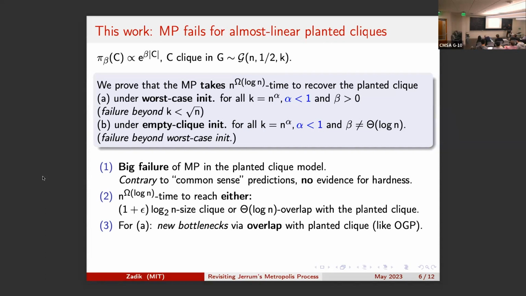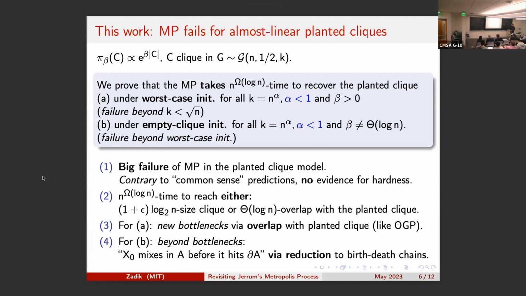Jerrum's axis is the cardinality, right? Because that's what he cared about at the time. But here, we have a whole new axis, which is how do you dig inside the planted clique? And if you leverage this axis, it creates essentially new bottlenecks. That reminds me, if you are familiar with the overlap gap property for statistical problems, that's where a strong leverage is happening.